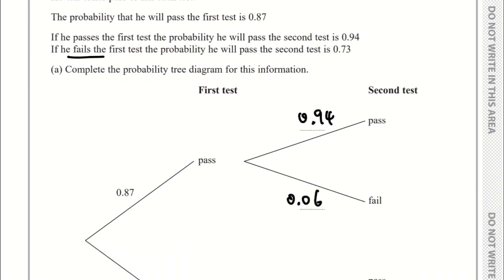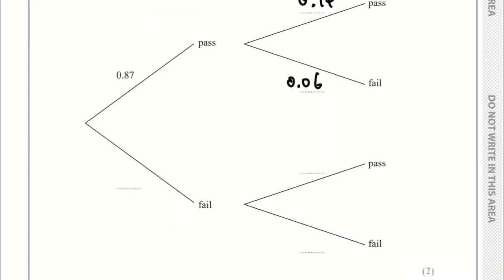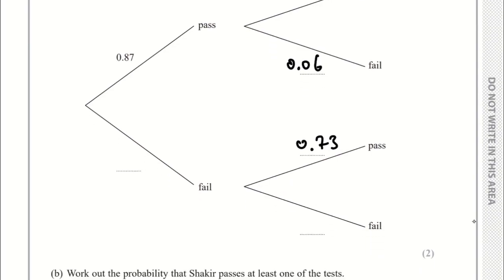Okay, let's come to the second part. If he fails the first test, the probability that he will pass the second test is 0.73. So this is 0.73. Now again, if you add these two probabilities, they must add up to 1. Take away 0.73 from 1, you are going to have 0.27. So this is 0.27. We have just completed the probability tree diagram.